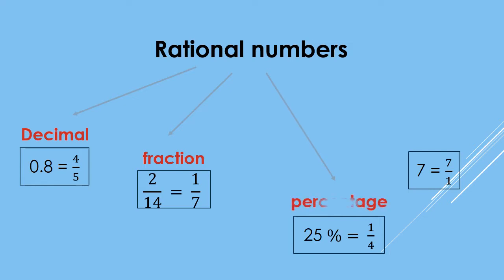Third form, the percentage. Percentage means a ratio between two numbers and the second term of this ratio equals 100. You can write 25% as 25 over 100. In simplest form, it will be 1 over 4. Last form, the integer number. For example, 7. I can write 7 as 7 over 1. It's a rational number.